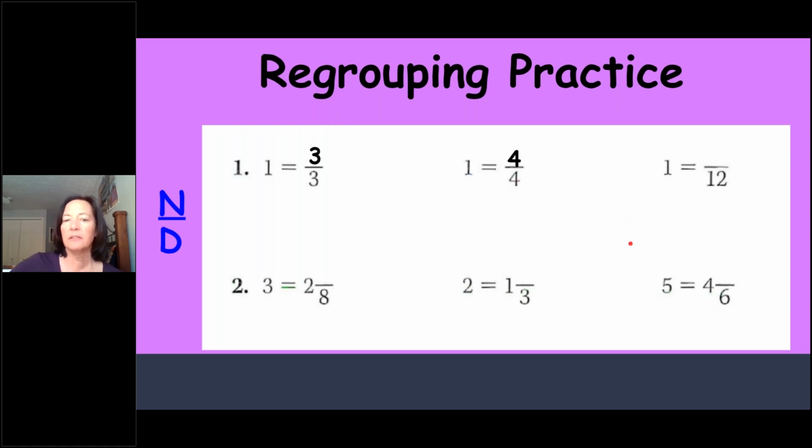And 1 would be how many twelfths? Way over on the right side. 12. That's it. Okay, we get a little trickier down below here. So now we have the number 3. And if I'm having to subtract a fraction that has eighths from it, I need to regroup 3 to be 2 wholes and how many eighths?